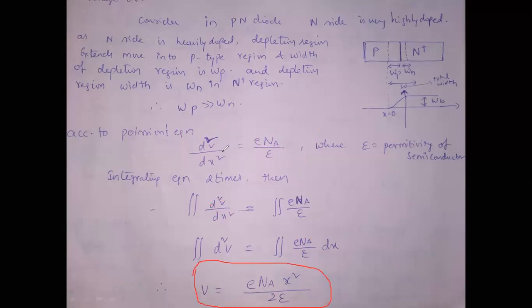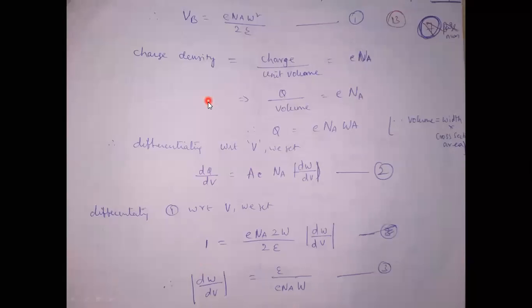Okay, what is V here? Voltage across the diode, which means the voltage at the junction. In this representation I am calling it VB, so I am replacing V with VB in this equation.